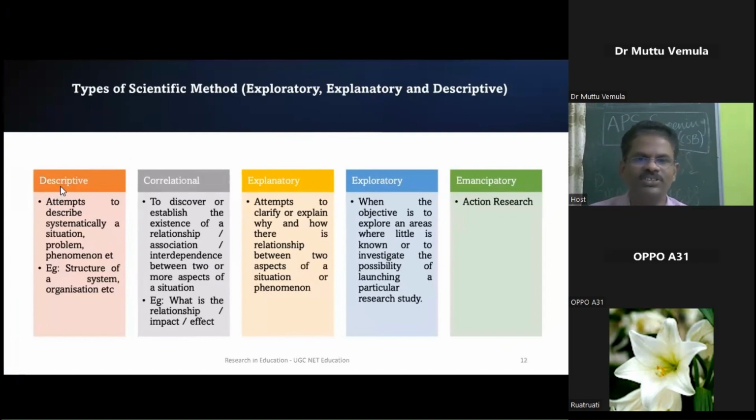Descriptive. What is the descriptive method of research? It attempts to describe systematically a situation or a problem, phenomena, etc. For example, no doubt we all believe using multimedia teaching aids will enhance the students' understanding. Now, you want to know the opinion of teachers of higher education on this. Then you can use a method called descriptive research.